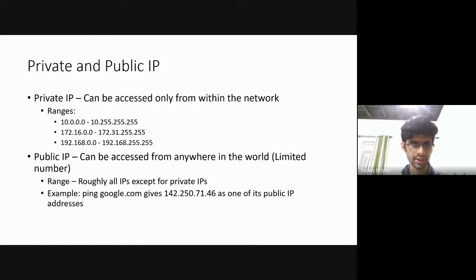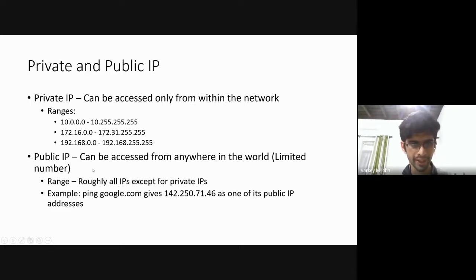Then there's something called the private IP, and then there's something called the public IP. A private IP can only be accessed from within the network. You can't access it from outside this particular network. There are ranges that are assigned only to private networks, which are 10.0.0.0 to 10.255.255.255, the 172.16 range, and the 192.168 range. So these are for private IPs.